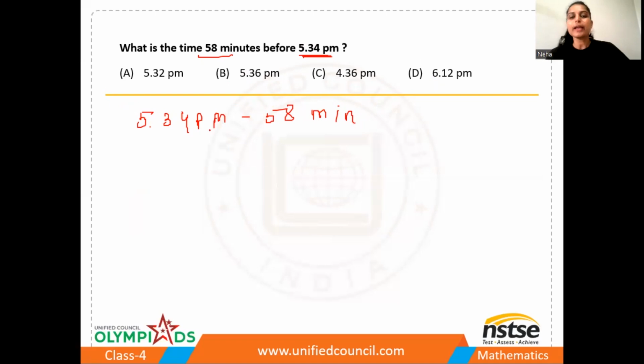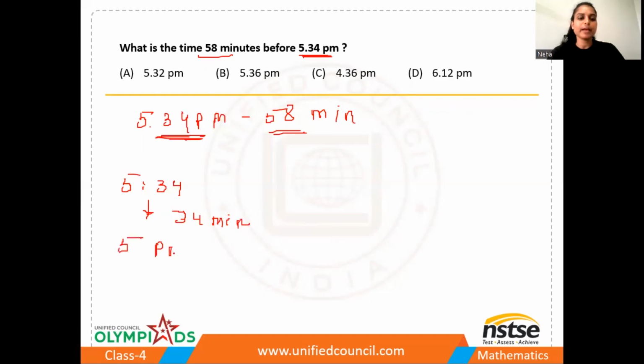Correct? So what can I do here, my dear students? Here I have 54 minutes and here I have 34 minutes. Let's suppose first I am subtracting only 34 minutes. If I subtract 34 minutes from 5:34, then it will be 5 p.m. So 34 minutes are subtracted now. How much is left?